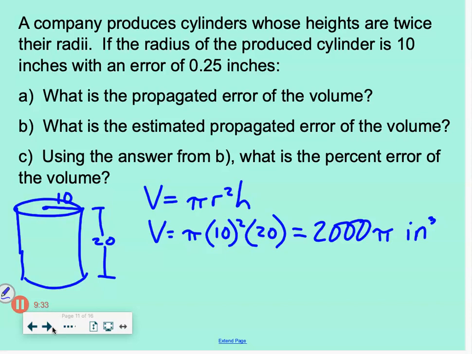All right, everyone good with finding the volume of a cylinder? Now, to find the propagated error using traditional methods, we would put in our maximum possible difference, always going up. You can do the plus or minus, but the plus is always going to give you the bigger error, and since we're finding the maximum possible error, you go big. So if the radius has a possible error of 0.25 inches, we would use a radius of 10.25, and then what would our height end up being? 20.5.